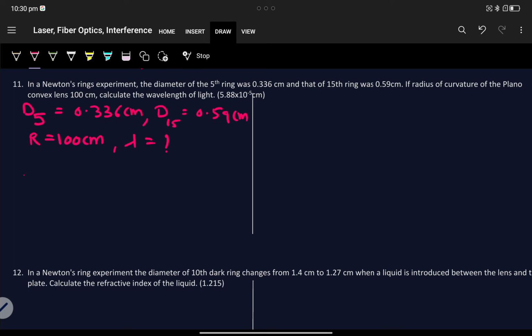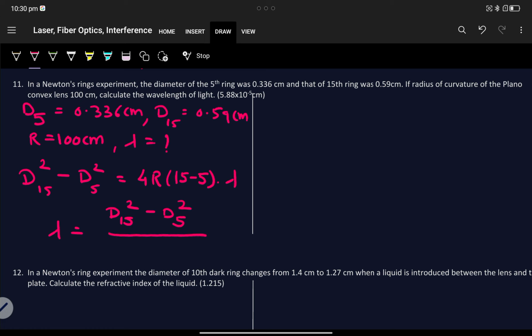Now we know the formula that the diameter square of the n plus p order minus the diameter square of the fifth order is equal to 4r into 15 minus 5, into wavelength. So for finding the wavelength, I can rewrite this formula as the diameter square of the 15th dark ring minus the diameter square of the 5th dark ring, divided by 4 into r, which is 100 centimeter, into 10.